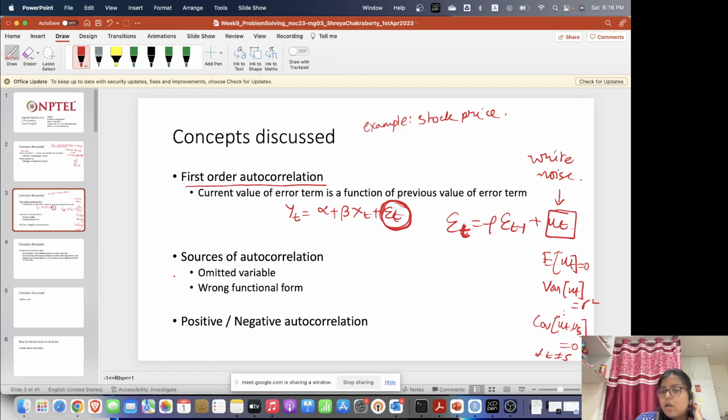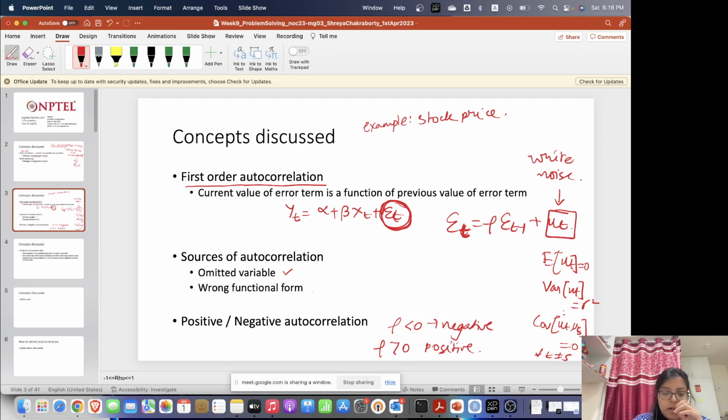It could arise because of some omitted variable. It could also arise because of misspecification, or specification of a wrong functional form. Then we discussed types of autocorrelation, positive or negative. Based on the rho value, if rho is less than 0, we say this is a negative autocorrelation. If rho is greater than 0, it means positive autocorrelation.